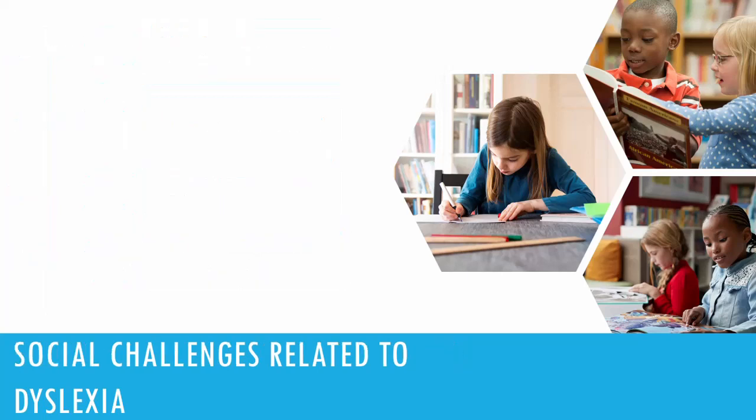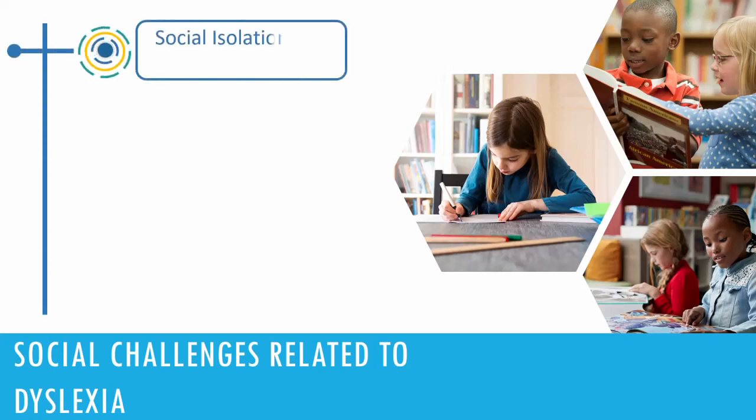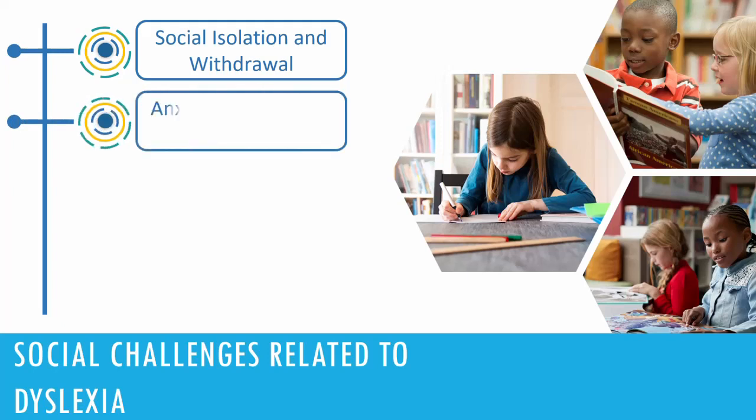Emotional challenges related to dyslexia. Social isolation and withdrawal. Individuals with dyslexia may withdraw from social interactions, especially in academic settings. They might avoid participating in activities that expose their difficulties, such as group reading or writing projects, leading to a sense of isolation. Bullying and stigmatization. Unfortunately, misunderstanding and lack of awareness about dyslexia can lead to bullying and stigmatization. Peers might tease or mock them for their difficulties, exacerbating feelings of isolation and difference.